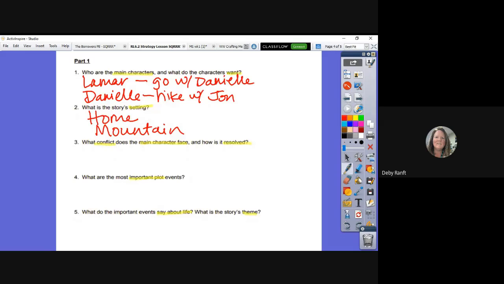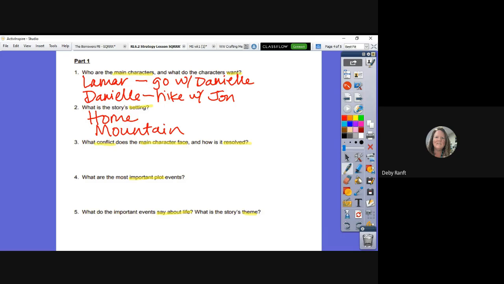Good. Number 3, what conflict does the main character face and how is it resolved? What was the conflict of the story? And how was it resolved? What does that word resolved mean? Fixed. Okay, what about conflict? What does that mean? A problem. Okay, so what problem or conflict did the main character face and how was it solved? How was it resolved? I want to know, where did you find it?